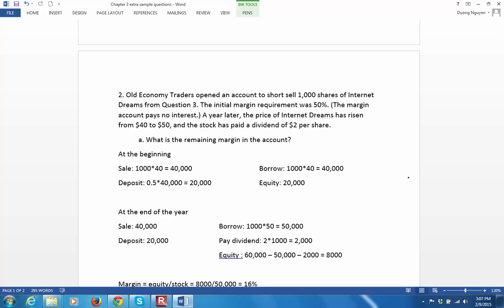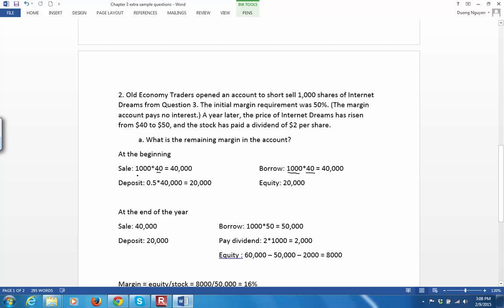So at the beginning, the investor borrows 1,000 shares of stock, and one share at the time was valued at $40. So initially, the investor borrowed 1,000 shares valued at that time at $40,000. Now, immediately after the investor borrows 1,000 shares, the investor will sell the stock to the market at the price of $40.